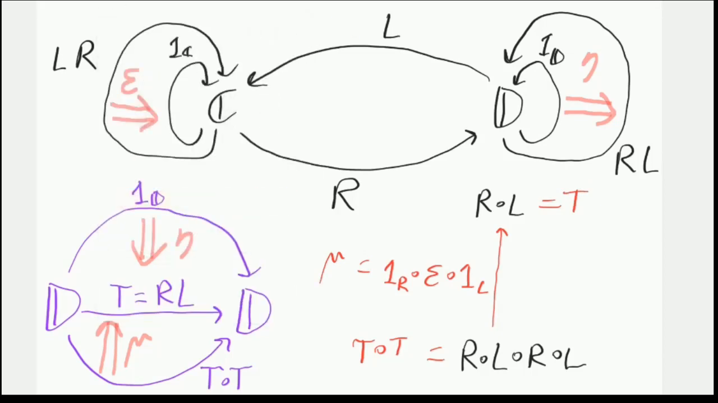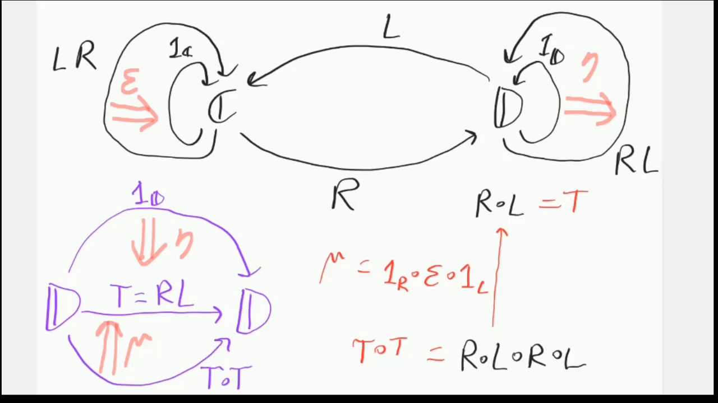So there we have it. When we pick T to be R after L, when we use our old unit, and when we pick this to be mu, then this data here actually gives us a monad. So this, I think, is a very beautiful thing because it means that wherever we have adjoint functors, we have monads, and then we can cook up things like Kleisli categories. We can do lots of very cool stuff.